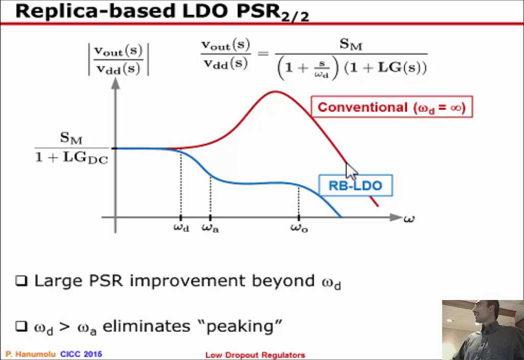And once you hit omega A, the supply rejection properties of the LDO itself are getting worse, and as a result, that gets compensated by this 20 dB per decade roll off. And as before, when you hit the output pole of the LDO, you start improving. So as you can see, you end up with very large improvements in power supply rejection ratio if one can do this. The only caveat here is that one needs to figure out a good replica.